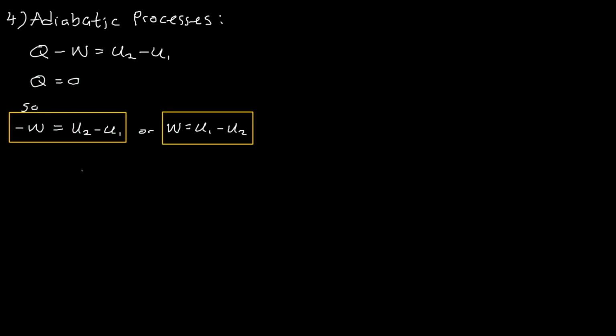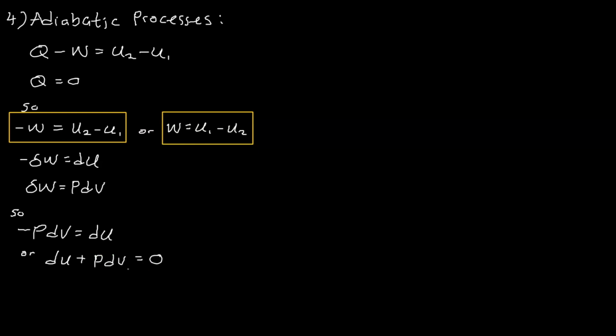We can obtain the PV relation of an adiabatic process for an ideal gas using the differential form of the energy equation. So minus W equals U2 minus U1 becomes minus dW equals dU. And for a reversible process, dW equals PdV. So minus PdV equals dU, or dU plus PdV equals 0.